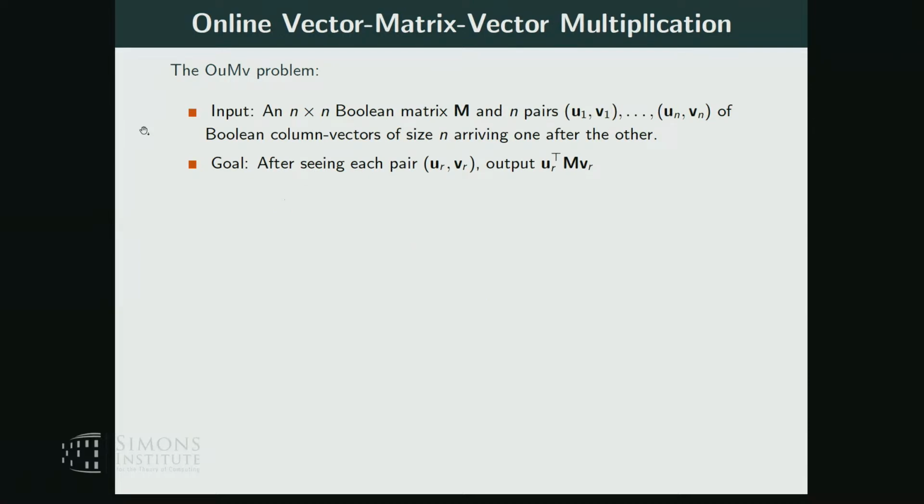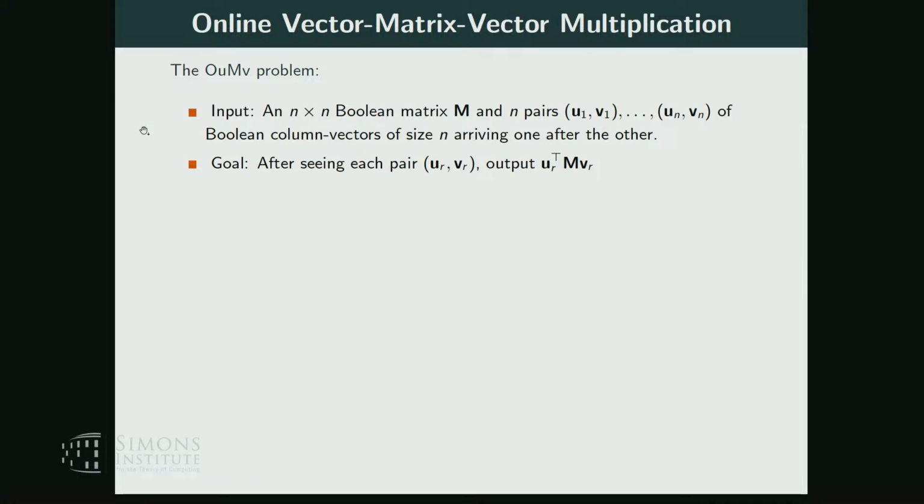Okay, so let's see this. First of all, let me define this OUMV problem. The input would be an n by n Boolean matrix M, and we are given n pairs of vectors, u1, v1, up to un, vn, and these vectors also have size n. What we want to do is the following: after seeing every pair, we want to output the computation u_r transpose M times v_r, and that would be a scalar.